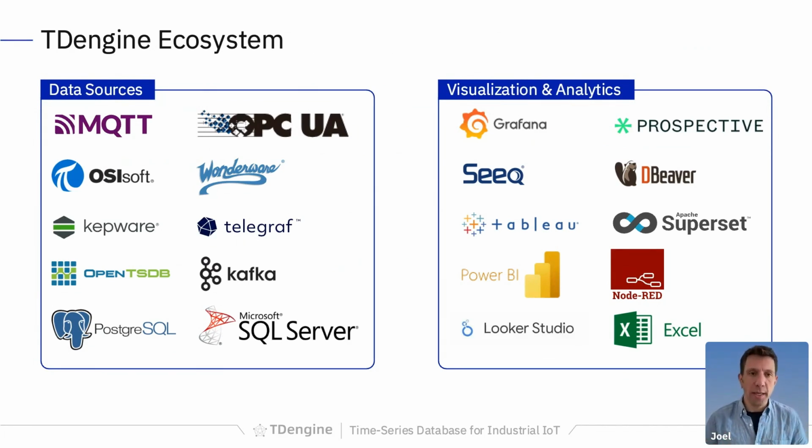TDengine has a rich ecosystem of data sources and visualization tools. On the left, we have a lot of the input sources that you can feed into TDengine, like MQTT, OPC UA that we had mentioned earlier, but it also works with standard SQL servers like PostgreSQL and Microsoft SQL Server. And on the visualization side, we support Grafana, Seek, Tableau, Power BI, and Perspective, among others. And we've now added our newest official integration with Node-RED.